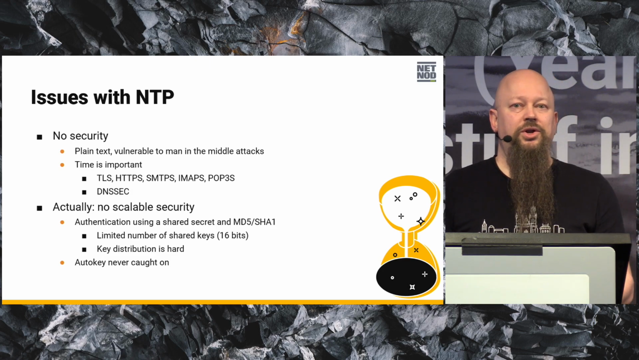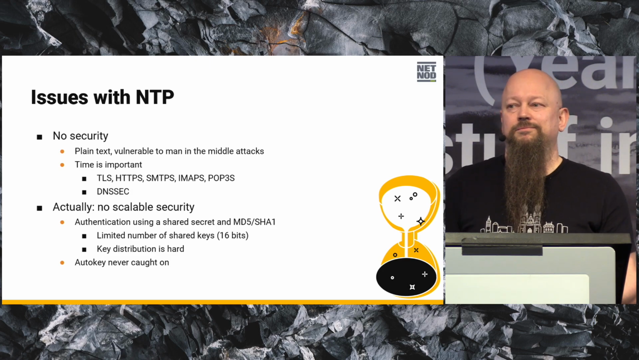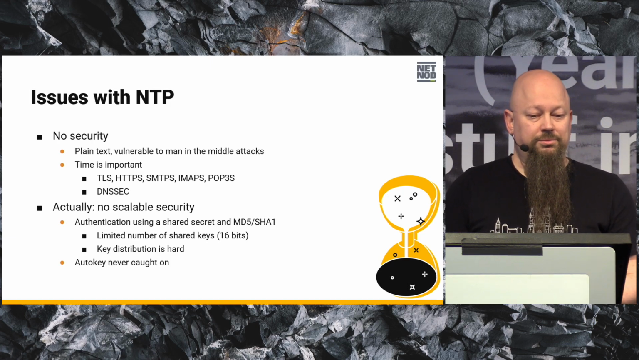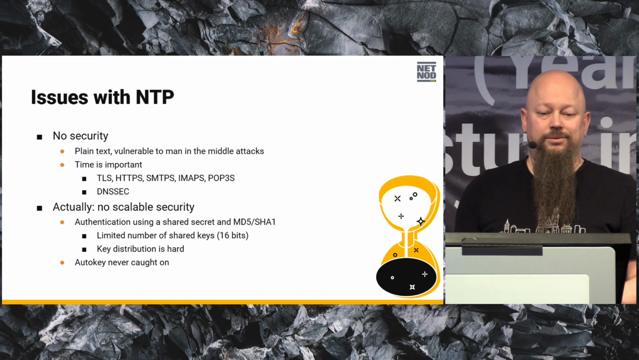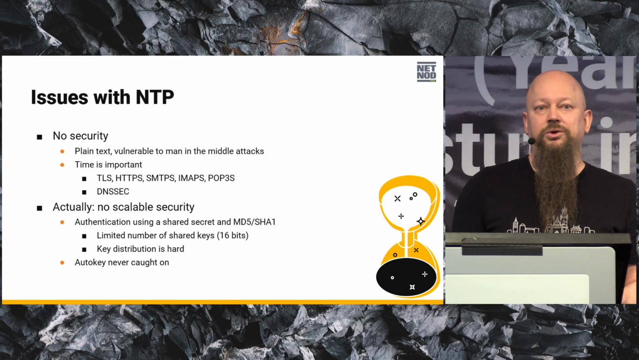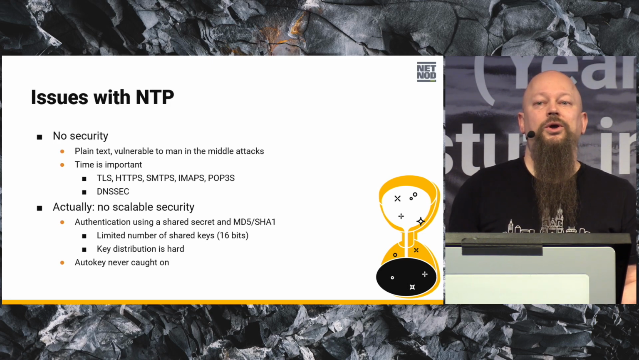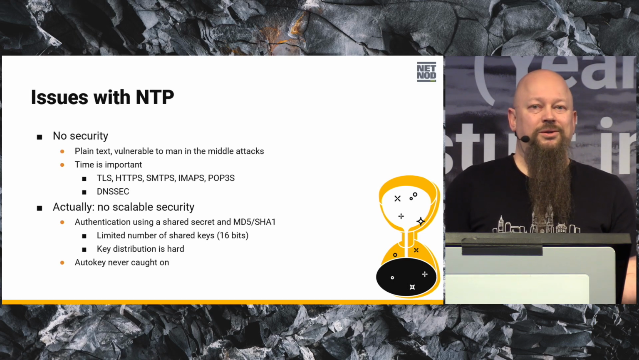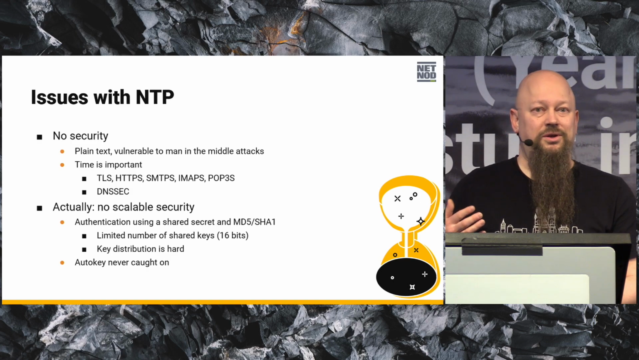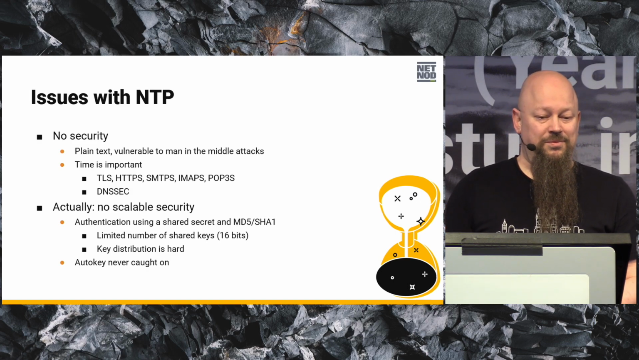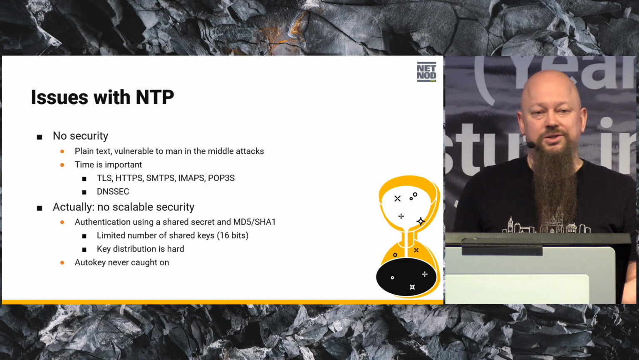MD5 is basically cracked by now. SHA-1, there are practical attacks on SHA-1, I believe. The most troublesome issue with authenticated NTP, though, is that you have a shared secret and you have a key distribution problem. You can only have up to 65,000 keys because there are only 16 bits in the key ID. And how do you get these keys to people?